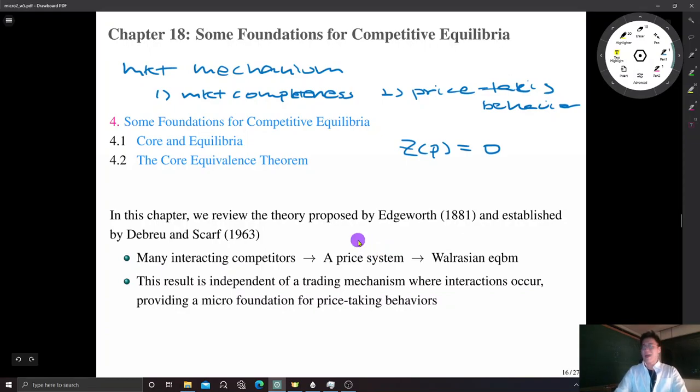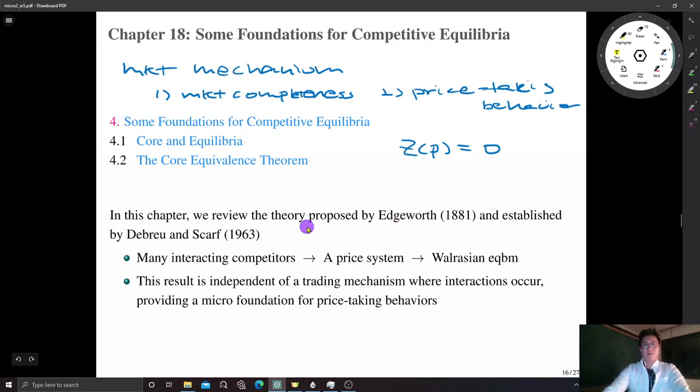All right. Now let me introduce the last topic in our study of general equilibrium. One natural question that arises is, do we have to rely on these two assumptions, market completeness and price-taking behavior? Or do we have to rely on the market mechanism in order to achieve this socially desirable allocation? Is there any other mechanism where we can achieve a socially desirable allocation? Or can we achieve it without making these two assumptions, right?